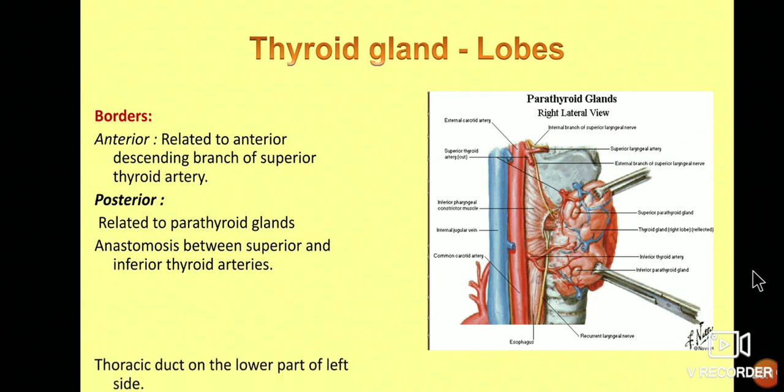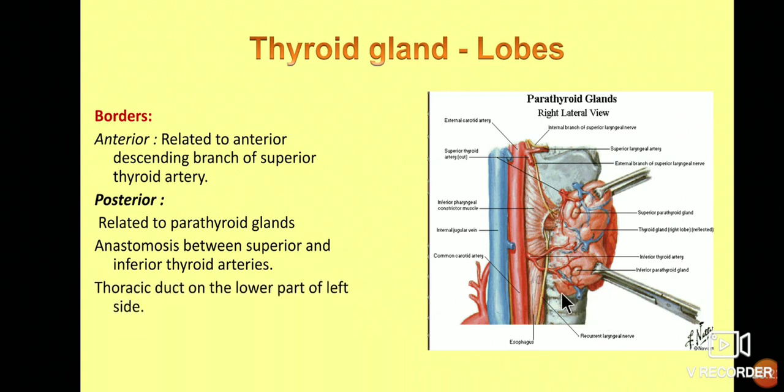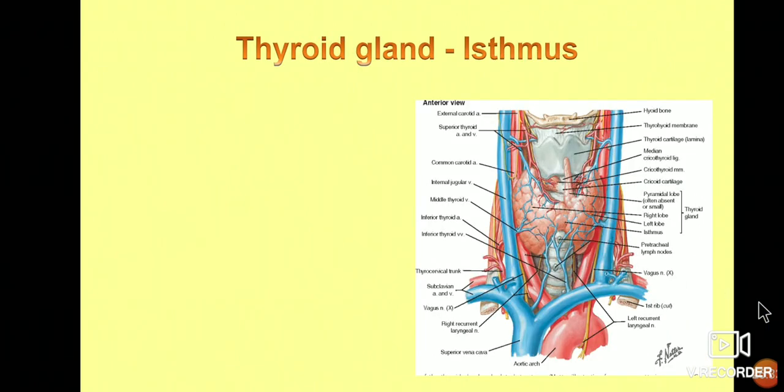Sometimes on the left side, the thoracic duct is related close to its termination, where it is going to drain into the junction of the internal jugular vein and the subclavian vein.